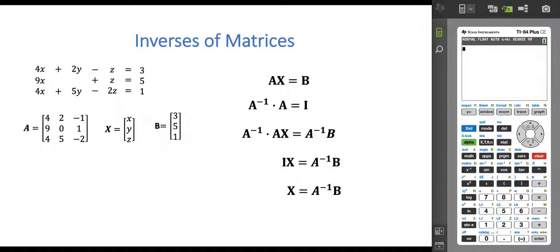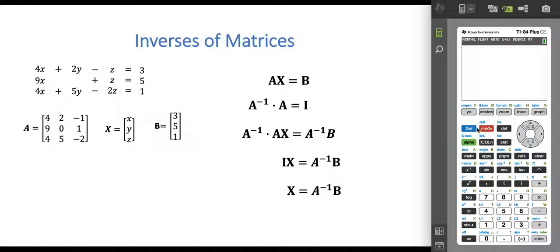So let's do that on our calculator. You're going to have to edit the matrices. So edit matrix A. And you'll notice I already did that. So I have the 3 by 3 matrix in there: 4, 2, -1, 9, 0, 1, 4, 5, and -2. And then we're going to edit matrix B. And matrix B is a 3 by 1. And the elements of that matrix are 3, 5, and 1.